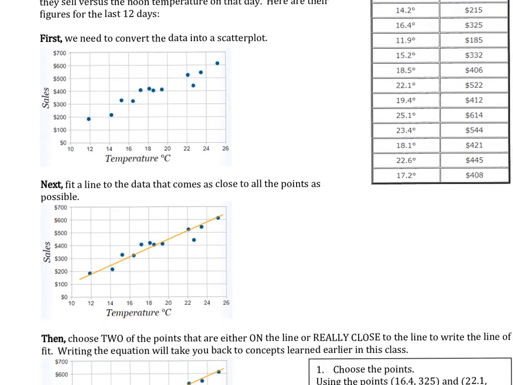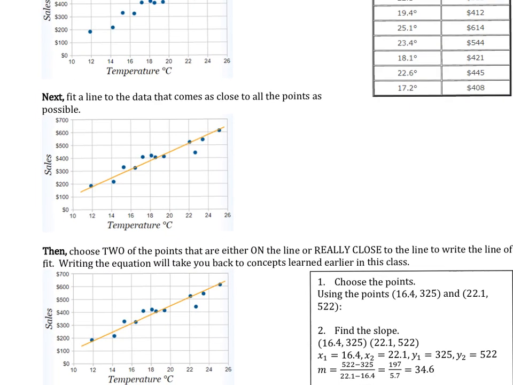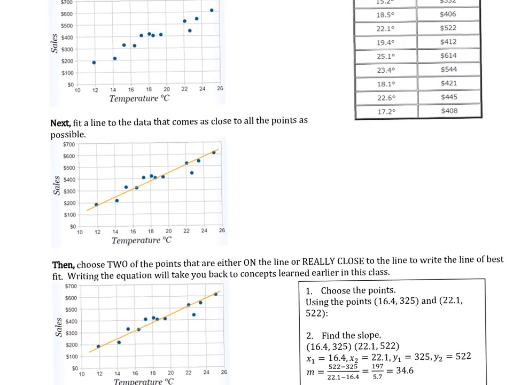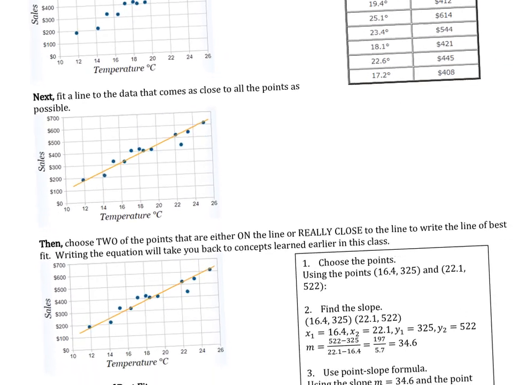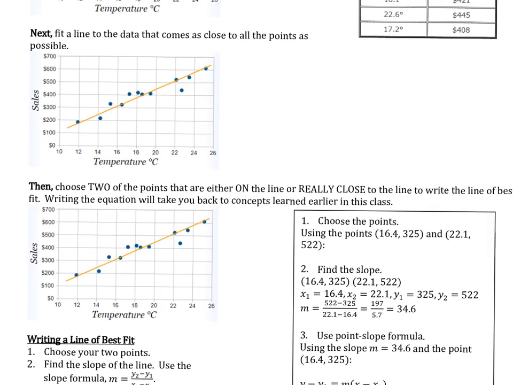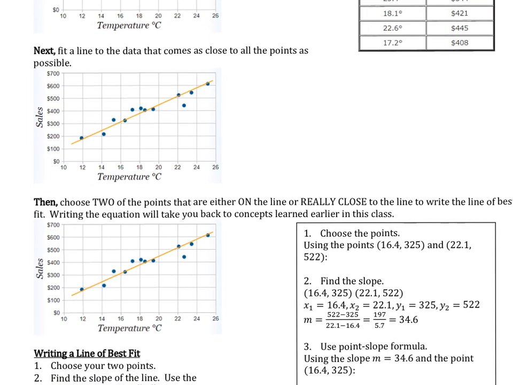The next thing you're going to do is figure out a line that fits this data, and that's this yellow line here. You draw a line that comes as close as possible to all points, and you want to pick a line that goes through some points that you can use. Looking at this line, the next step is to come up with the equation of that line. The reason is so that I have a method to determine how much money I would make at any given temperature. So if the temperature is 20 degrees Celsius, what should I expect to make that day?